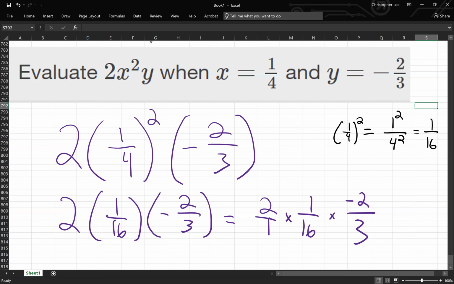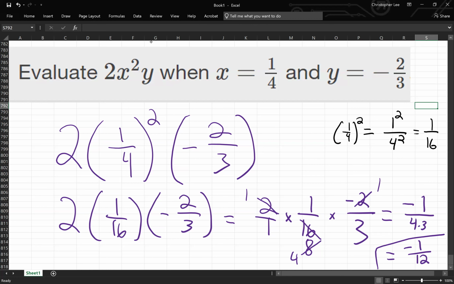All right. I could probably reduce the 16 a little bit. 2 goes into 2 once, 2 goes into 16 8 times. I could probably do it again. 2 goes into 2 once, 2 goes into 8 4 times. And now what do I have? I have negative 1 over 4 times 3. Final answer, negative 1 over 12. That's it. 3, 6, 12. Yep, that's it.